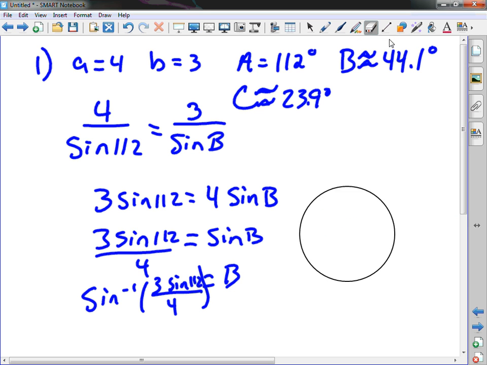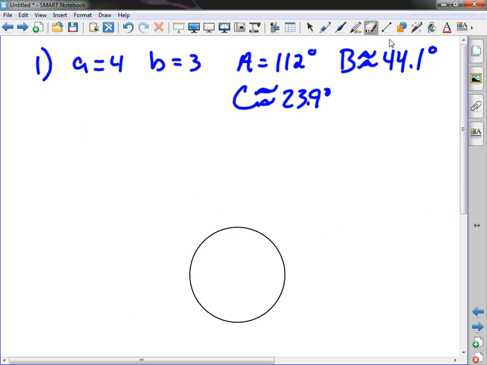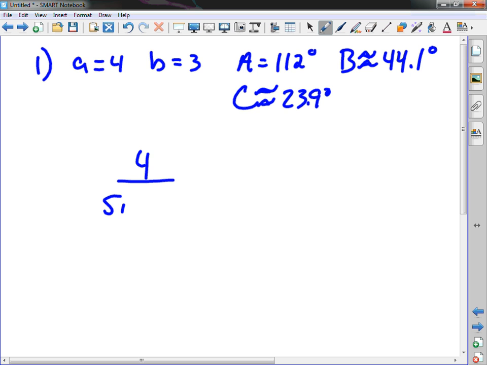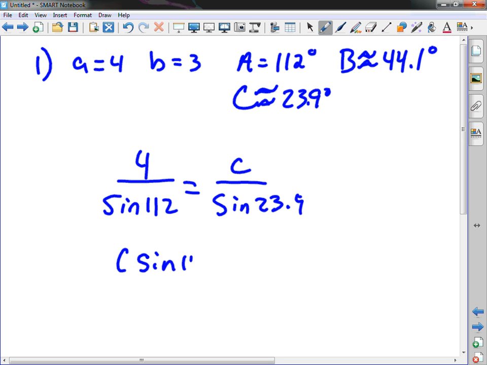So let me erase this. And let's use our law of sines, given what we found and what we know, to find side c. So we'll use a again, 4 over sine of 112 equals c, which we're looking for, over sine of the angle C, 23.9. So now we will cross multiply this. c sine of 112 is equal to 4 sine 23.9. Divide by sine of 112 on both sides.